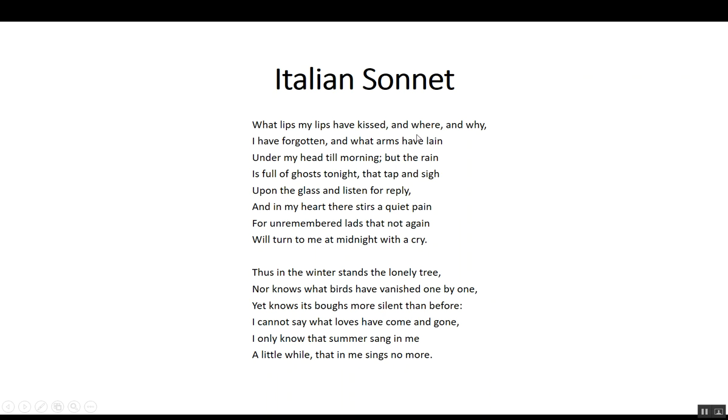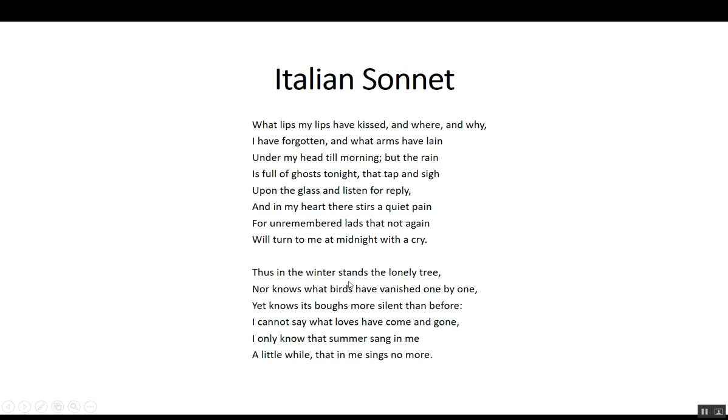What lips my lips have kissed, and where and why, I have forgotten, and what arms have lain under my head till morning. But the rain is full of ghosts tonight, that tap and sigh upon the glass and listen for reply, and in my heart there stirs a quiet pain for unremembered lads, that not again will turn to me at midnight with a cry.